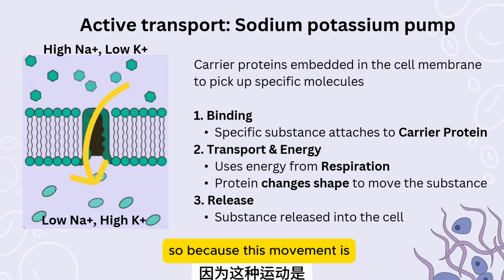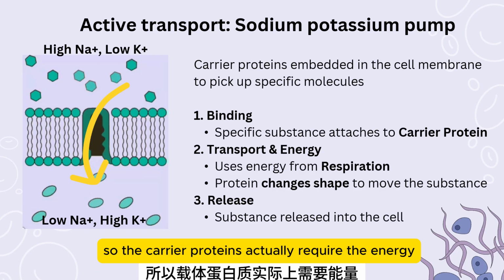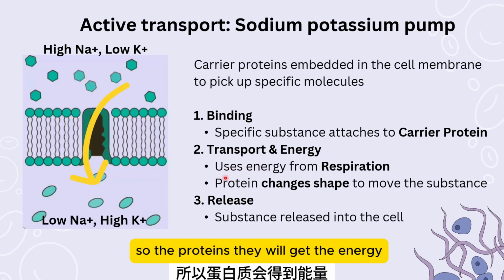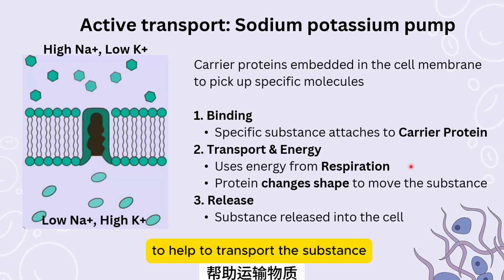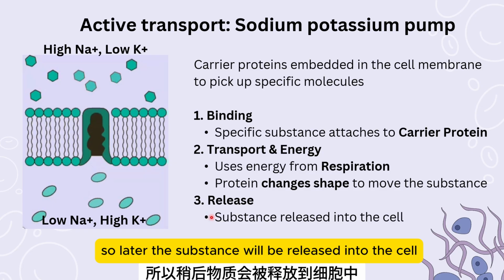Because this movement is against the concentration gradient, moving from low to high concentration, the proteins require energy which is produced from respiration. The proteins get the energy and are then able to change shape to help transport the substance across the cell membrane. Later the substance will be released into the cell.